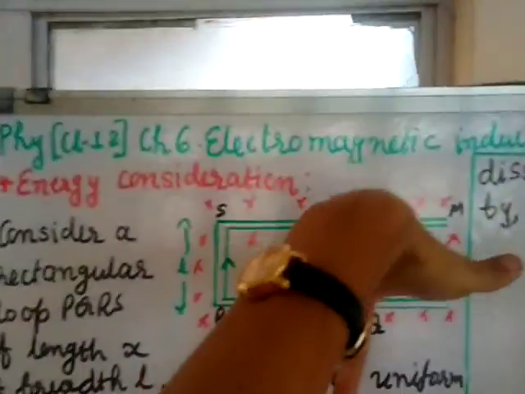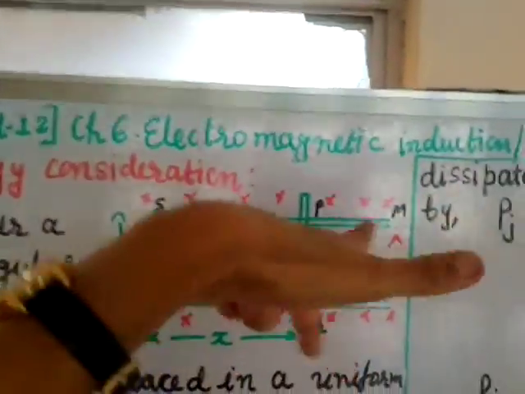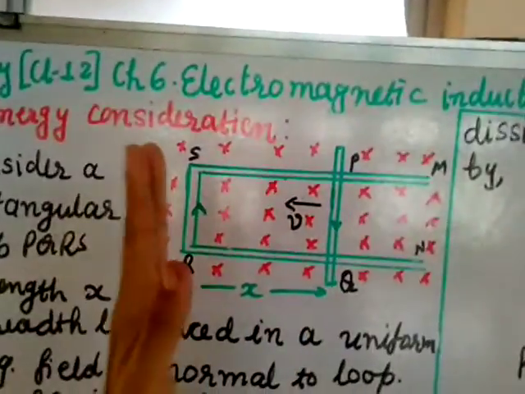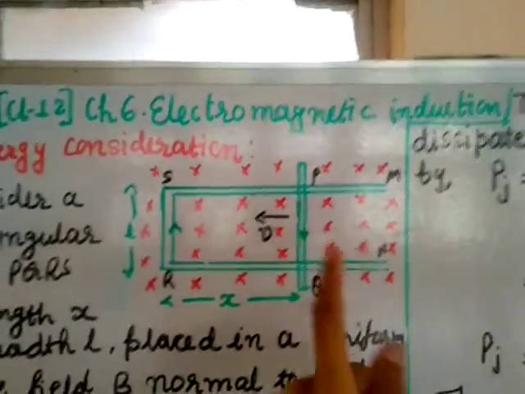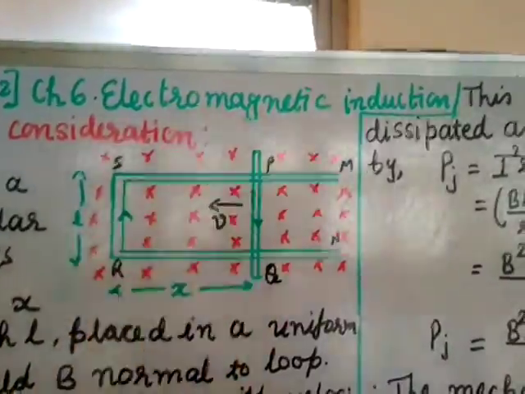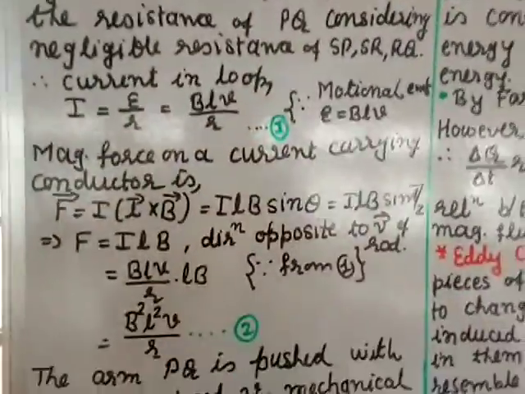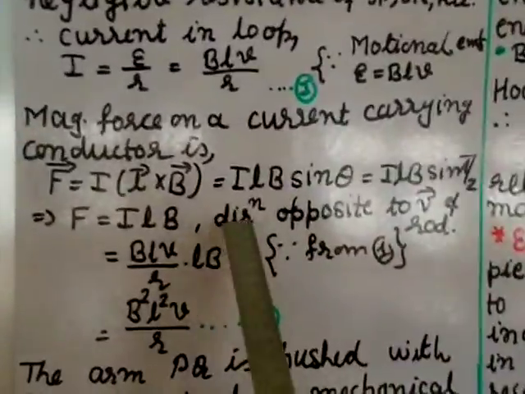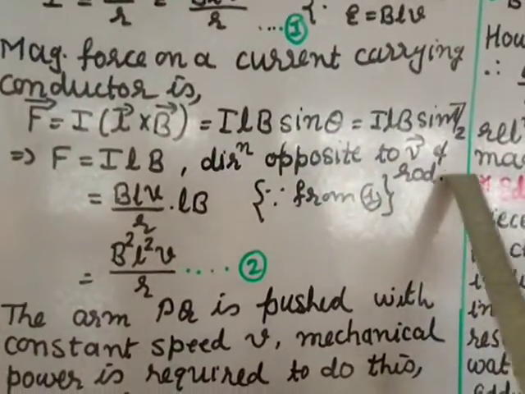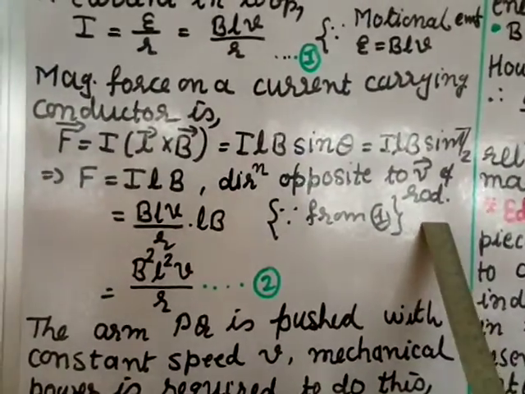So on this conductor, the force will be towards this side. The velocity is this side, force is this side. So the force on this conductor will be opposite to the velocity of the rod. See, I have written here: direction opposite to velocity of the rod.